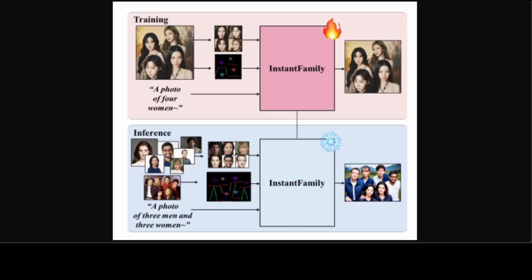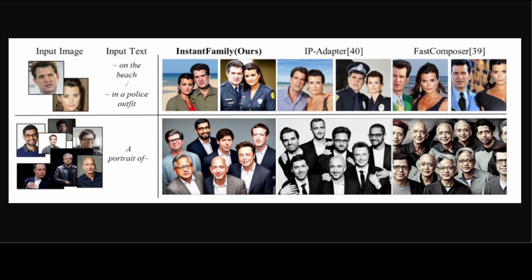Now, if you look at this one, this one shows the training and inference process of InstantFamily. Once the model is trained, new input can be used for inference without retraining. Training requires multiple identity images paired with a text prompt, but during inference, users can use any multi-ID, and poses and text prompt can also be used flexibly. And then look at this one.